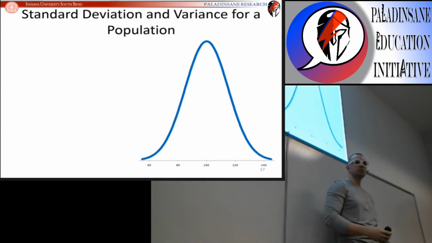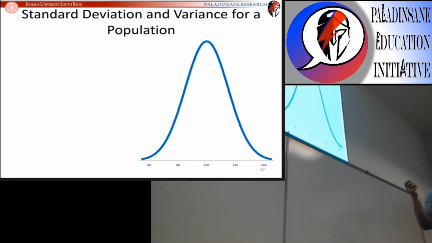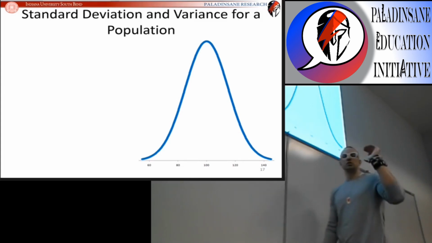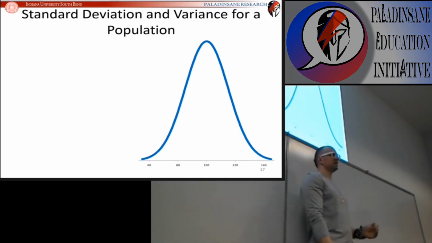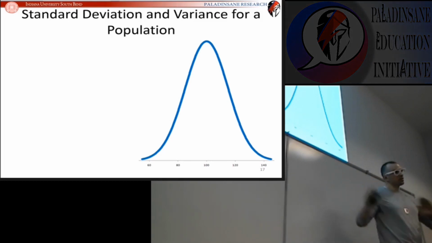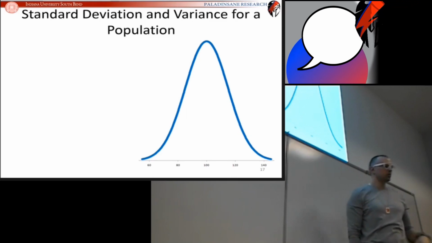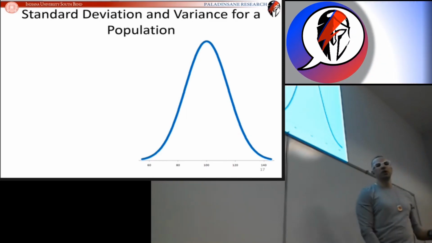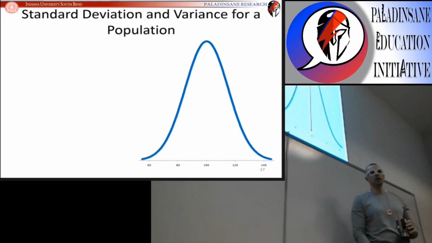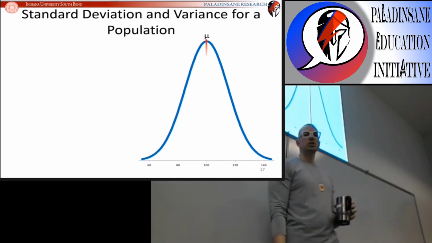That's where stats gets its power. So we're going to start off with standard deviation and variance for a population for the sole reason that it's mathematically easier. And that's it. We hardly ever deal with populations, but it's just easier to understand what we're doing when we start with a population. All right, so we have a population mean, we got a population distribution.